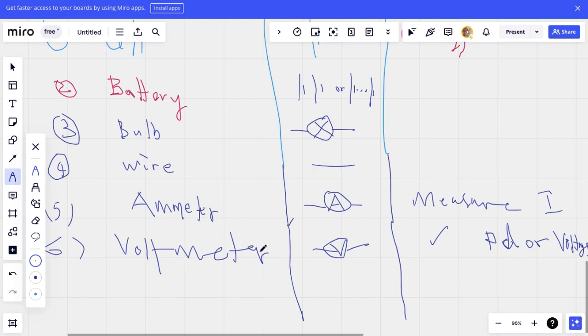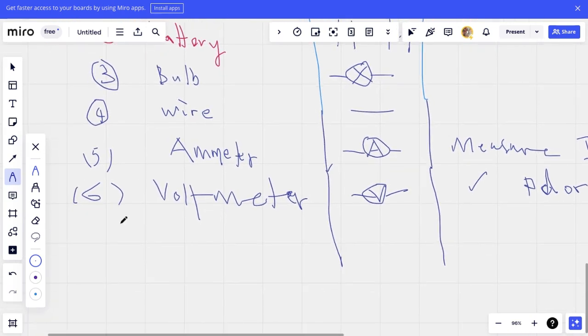But nowadays we use digital multimeter. The digital multimeter has ability to measure current and voltage. So it's now like one device. It can even measure resistance. Okay? Then we have ohm meter. Ohm meter for measuring resistance. Okay? For measuring resistance.